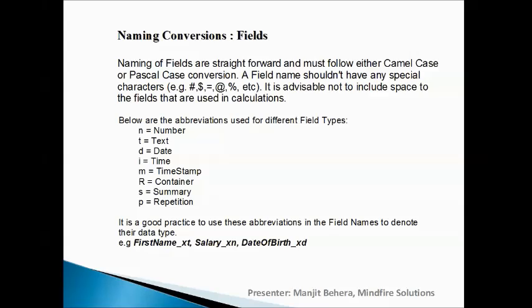can guess what type of data is inside that field, or what type of data needs to be entered into that particular field. For example, first name underscore xt means it is an input text field. Salary underscore xn means it is an input field for numeric data. Date of birth underscore xd, d notifies that it takes date type data.